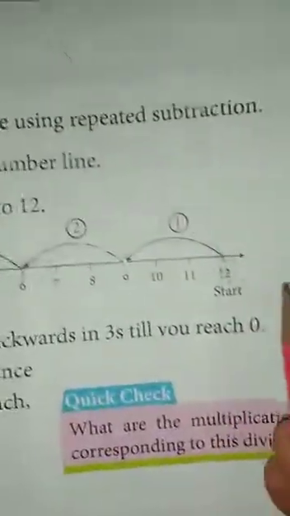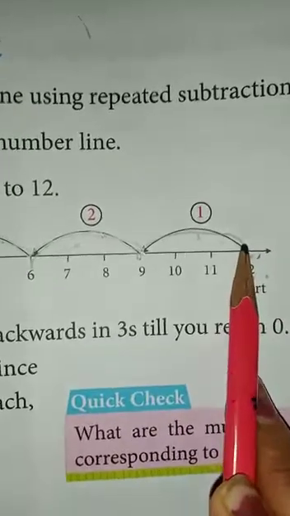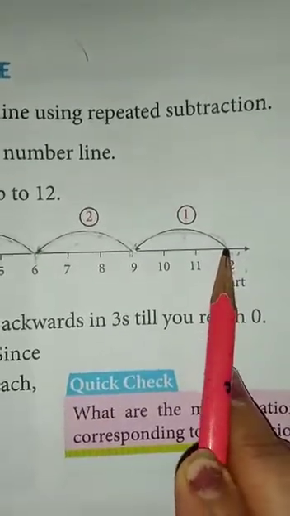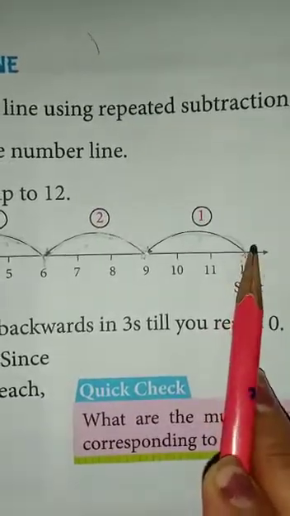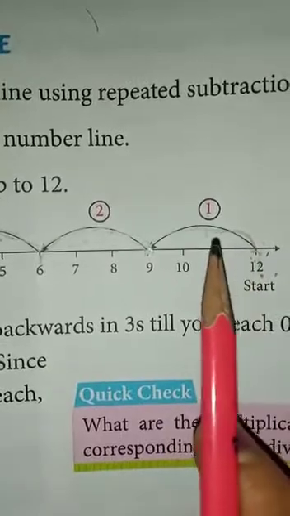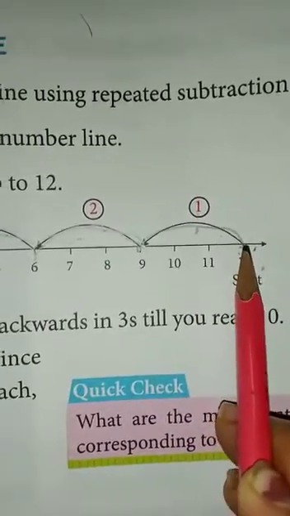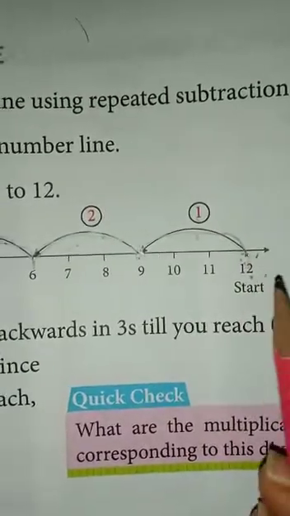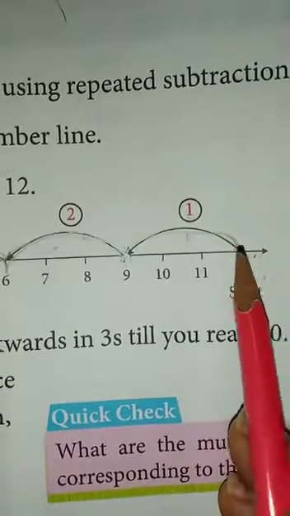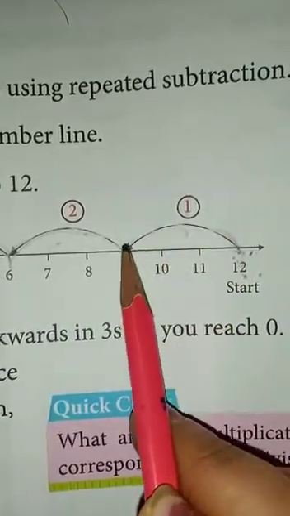So next, we have to start from 12. Starting from 12, we have to jump backwards 3 steps till we get 0. We jump 3 steps because we have to divide 12 by 3. So start from 12 and jump backward 3 steps.